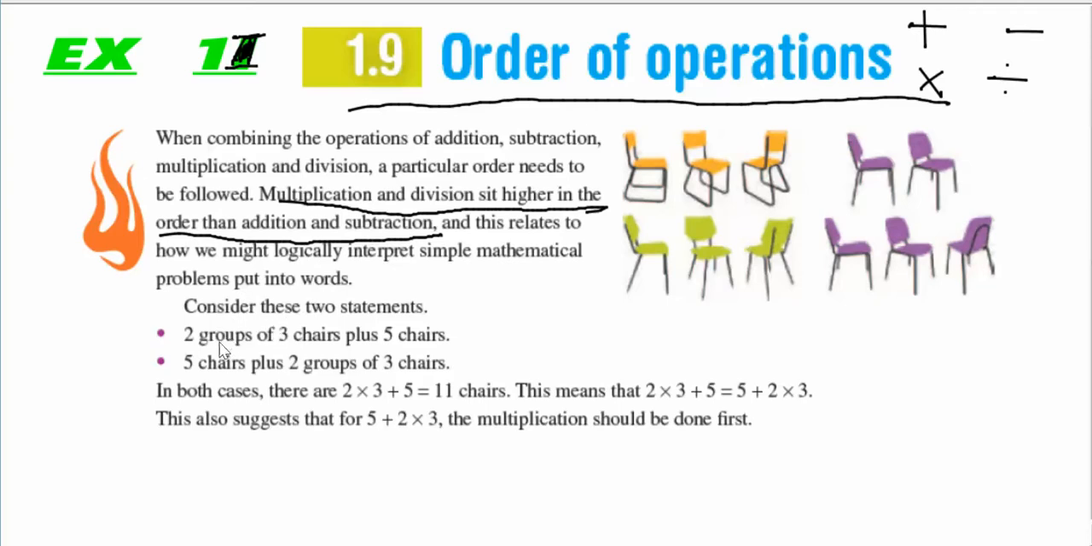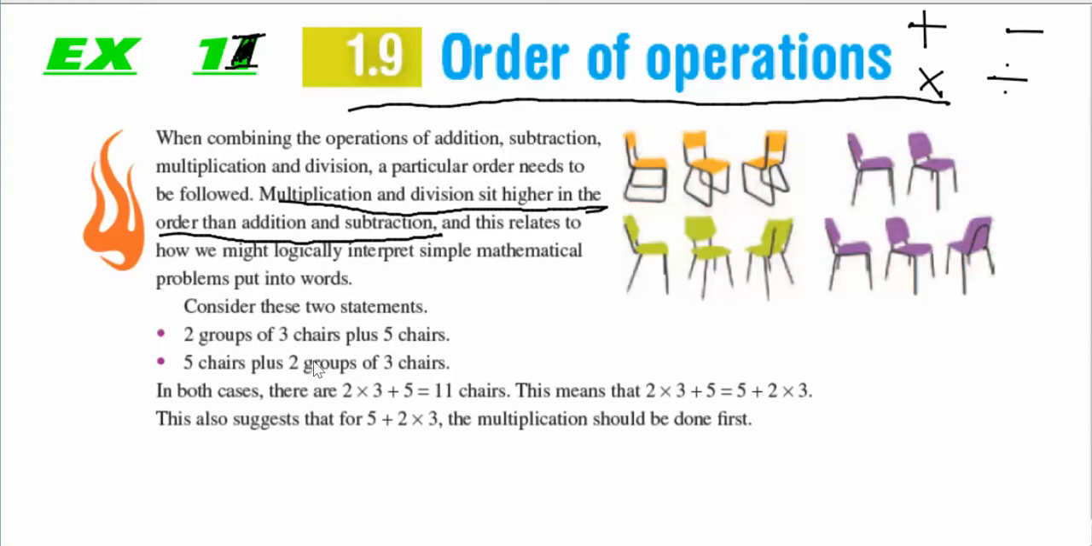So consider these two statements. 2 groups of 3 chairs plus 5 chairs. So how would you solve that? Well, you'd probably go, I've got to find out what 2 groups of 3 chairs is. So 2 groups of 3 chairs is 6 chairs, and then I add the 5 chairs. So you can't add the groups of 3 chairs with 5 before you multiply by the 2. You can't do 5 plus 3 and then multiply by 2. That's going to give you a different answer, isn't it?